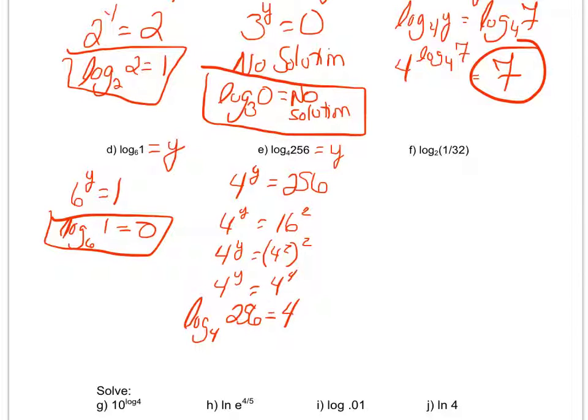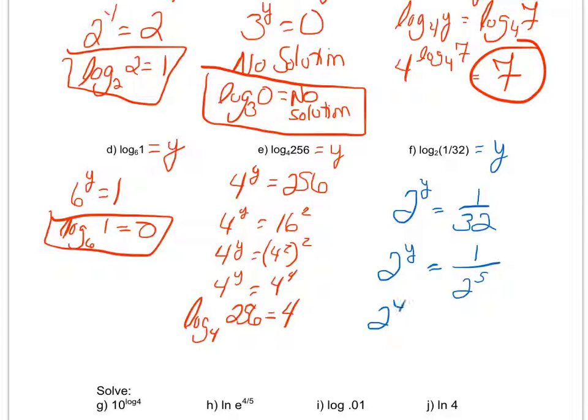Looking at letter F, doing the same thing, I'm going to say, hey, this is equal to some y. Therefore, 2 to the y equals 1 over 32. Well, I could say that 32 is the same thing as 2 to the 5th, because in order for me to be able to figure out what y is, I'm going to have base 2 over here as well. I don't quite have base 2 yet, but I'm involved with a base 2, so what if I move this to the top?